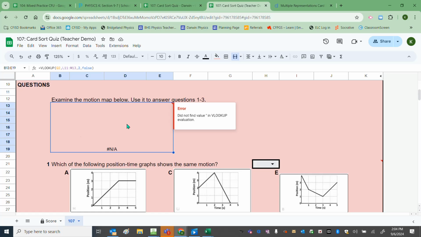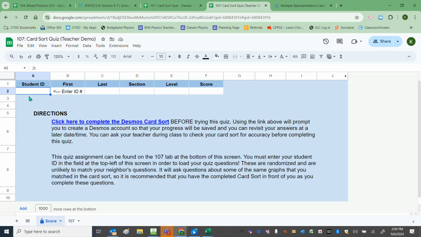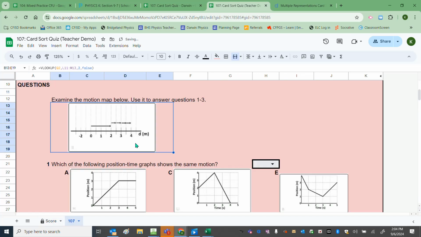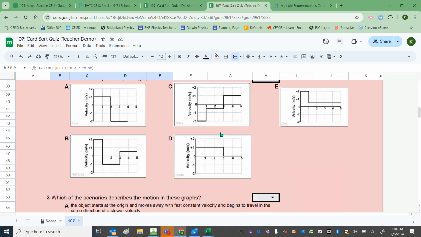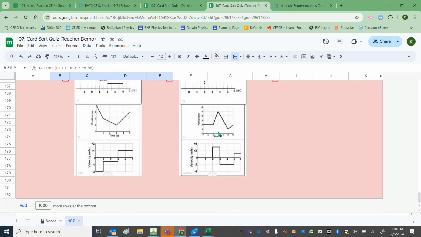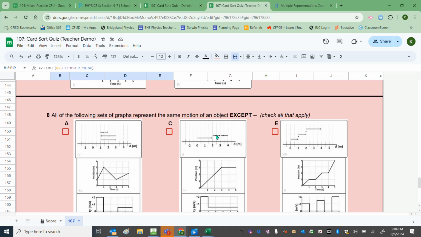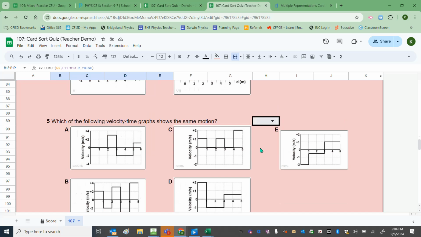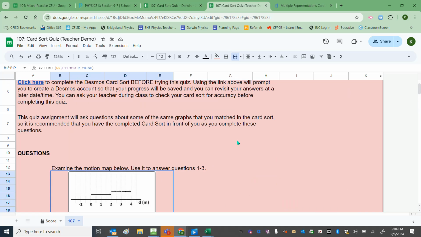So anyway, this is going to give you one of the graphs. So when I type my ID in, now I have a graph there and I can answer the question. Okay, so please type your ID in and then you'll see all your questions. There are only 8 questions here and they're going to correspond with the card sort that you're doing already. So do the card sort first, check and see if it's right, and then come and do these. And leave the card sort open so you can refer to it.